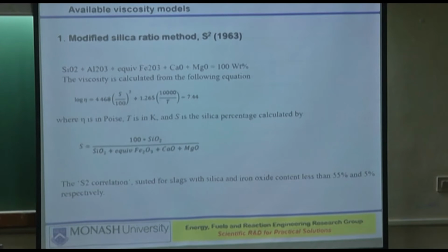What is equivalent iron oxide? Dr. Davi mentioned iron may be present in different forms. So whatever form the iron is present in, total iron, just convert it to iron oxide. That's why it is called hematite, Fe2O3, and that's why it is called equivalent Fe2O3. And the viscosity, which is denoted in poise, is expressed in that formula.